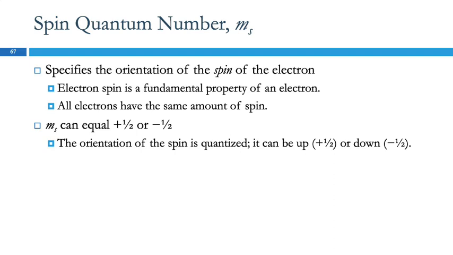Okay. So this describes the orientation of the spin, and we talk about plus 1/2 being spin up and minus 1/2 being spin down. And that's often because we represent these with arrows, and so that would be arrow up and this would be arrow down.